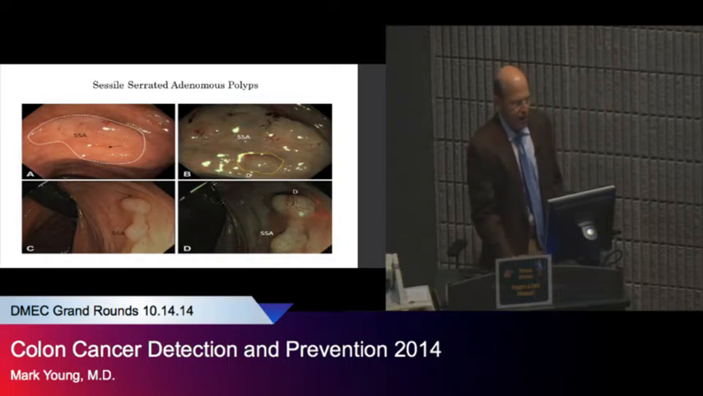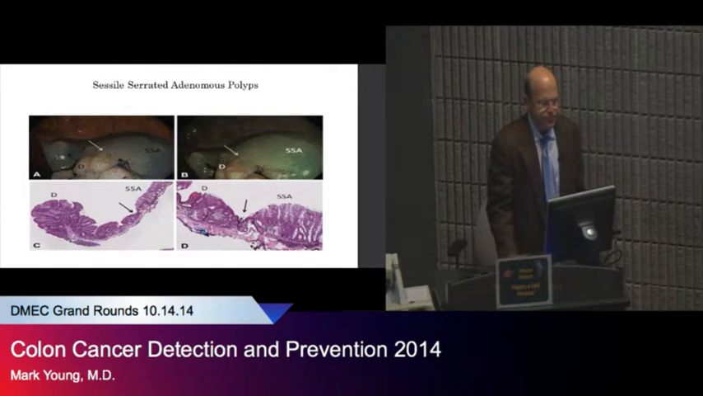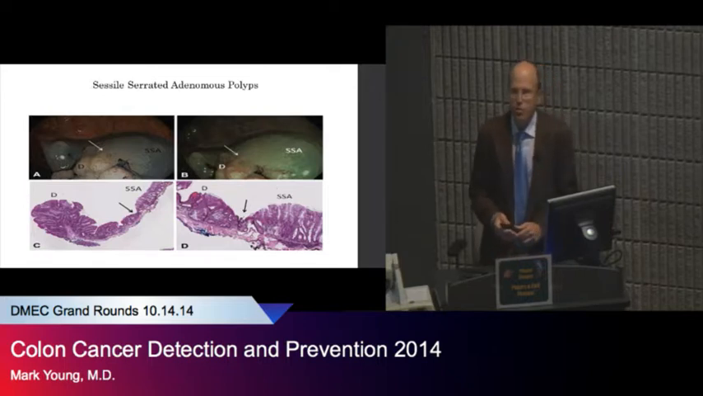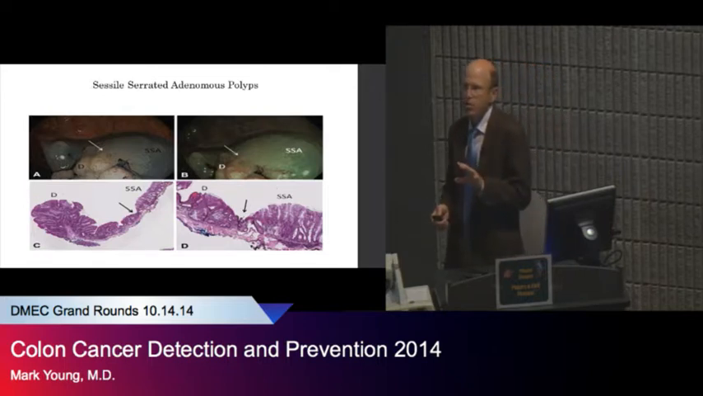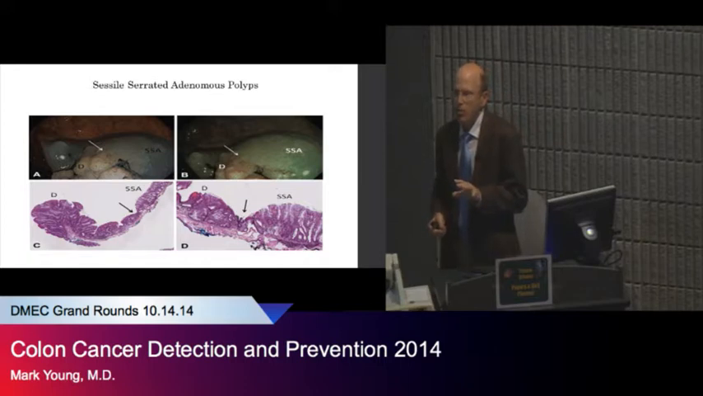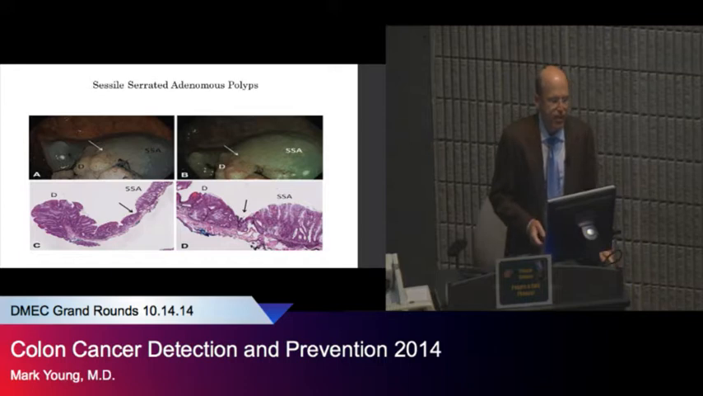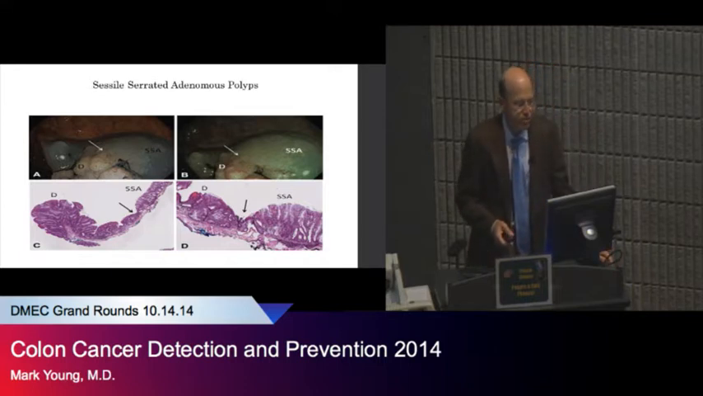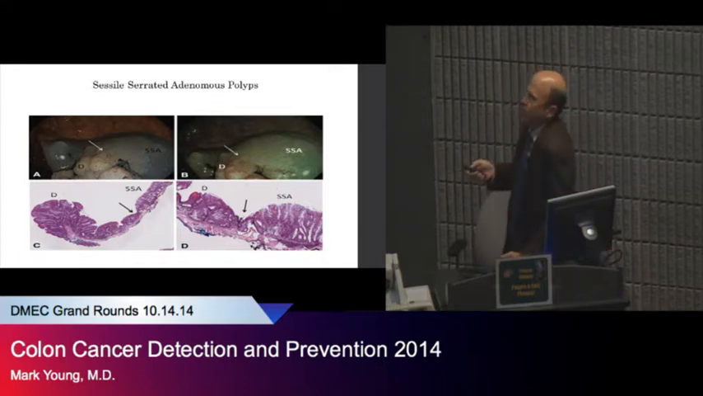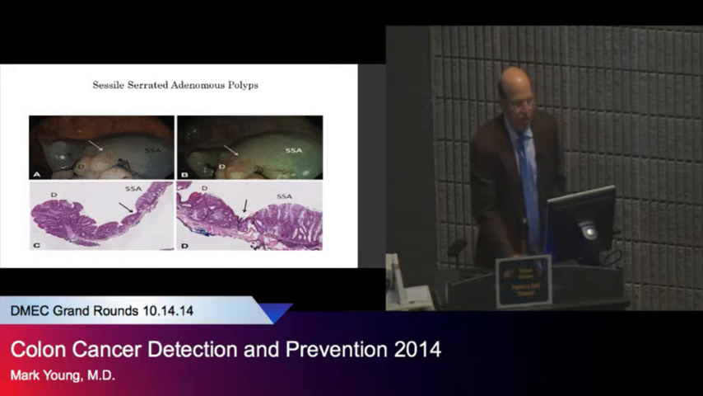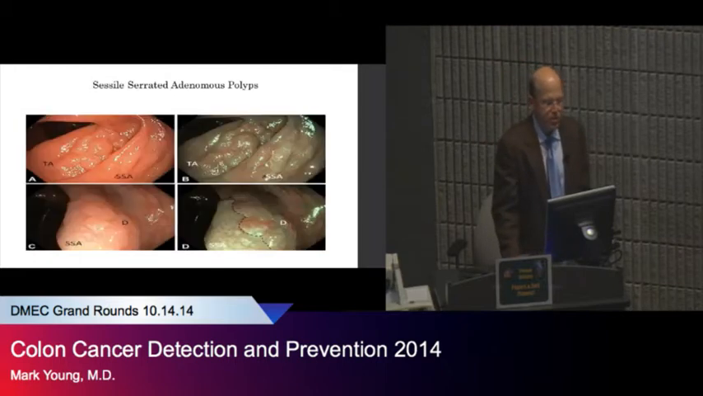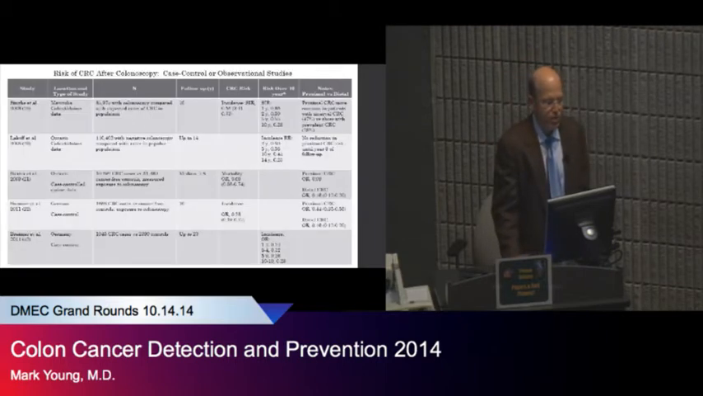The other finding with sessile serrated adenomas that's been discussed is that a lot of times they have this mucus cap on top of the polyp, and that makes it even more difficult to find. Here's an example of a sessile serrated adenoma in the right colon, which is resected, and you can see the collagen band here at the base of the biopsy specimen, and there's dysplasia at the top of the specimen. So these polyps turn into malignancy a lot quicker than other types of polyps.